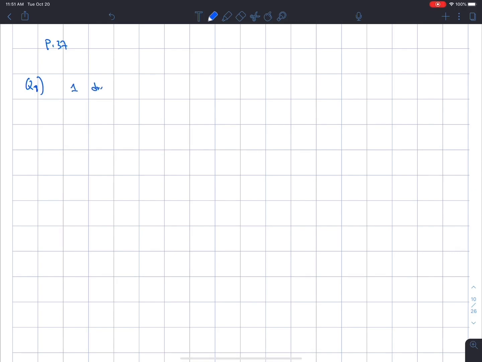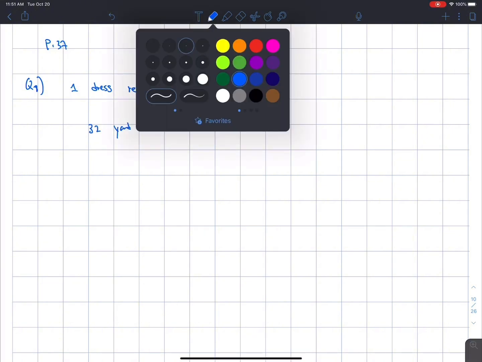So one dress requires 1 1/3 yards of material. And we have 32 yards. So what you want to do here is just divide them. We have 32 yards of material. I can change this into an easier number.